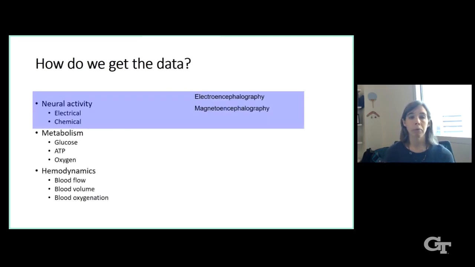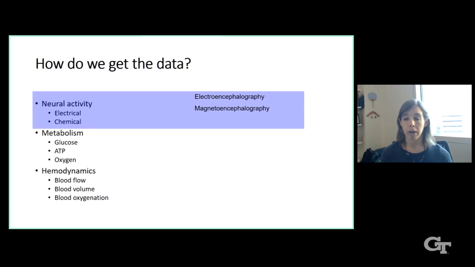Okay, so that's what we want to do. How do we get the data? How do we look at activity throughout the brain at a systems level? And if we're talking about healthy human volunteers, we have a limited number of options. So first of all, if we think about neural activity, we usually think about things that are related to the neurons themselves, the firing rate, transmission at synapses, so electrical activity, chemical activity, and those are the kind of things that we can pick up with EEG or MEG from outside the brain.